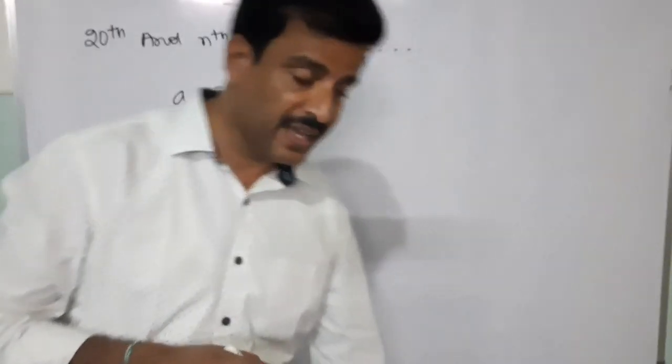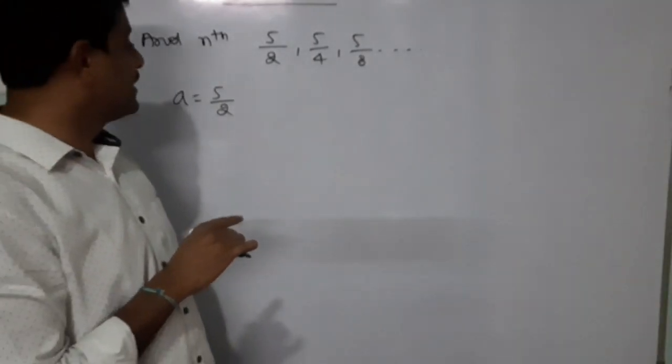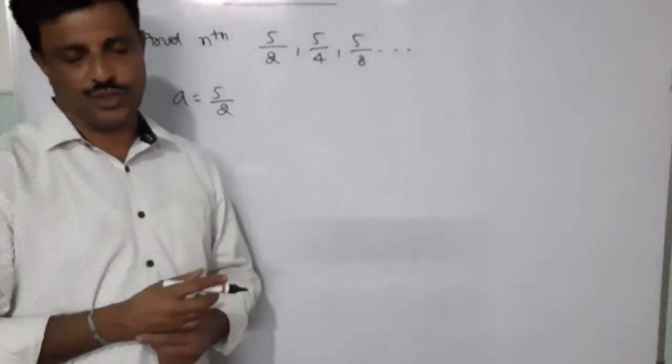Dear students, here the first term A is equal to 5 by 2, write it down. The 20th term means A20. Next, first we must find the nth term. an is equal to what? A into R to the power of n minus 1. So first you should find out A and R, the common ratio.